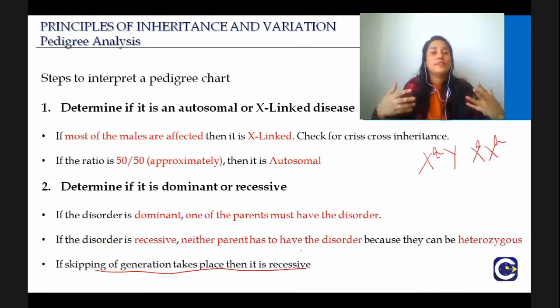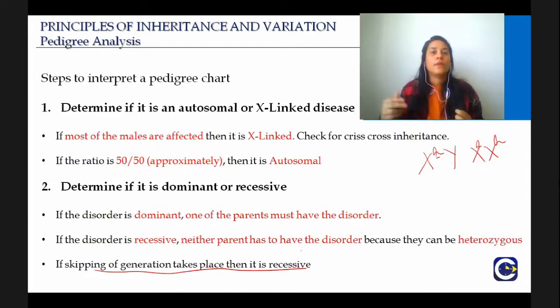You have to see it very vigilantly. Approximately 50-50. And I think dominant and recessive will be the most easy to identify. You can check for skipping of generation. You can check for parents. If both the parents are affected, then obviously the child will be affected.